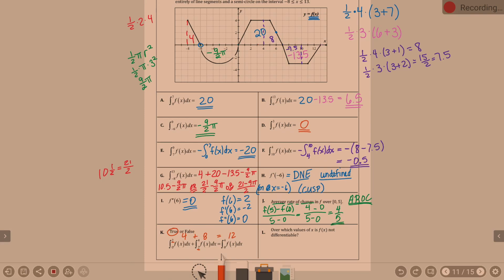Over which values of x is f of x not differentiable? So, I'm going to say at x equals, which values of x is it not differentiable? We've already got one we talked about earlier. -6. We already talked about -6. And why was -6 not differentiable? Because it was a sharp point. There's a sharp point, a cusp. So would it be every time that it touches the x-axis?